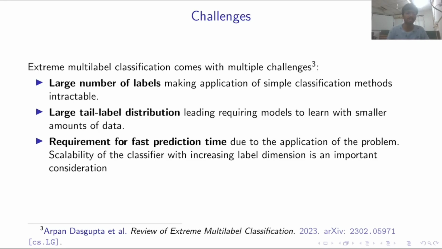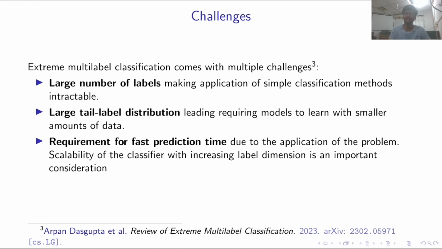So why extreme classification is different from other domains is due to these reasons. The first is that the number of labels is very large, and this implies that application of simple classification methods is not possible as they become intractable. This is because the solution space is exponential. More specifically, it's 2 raised to L, where L is the total number of labels.